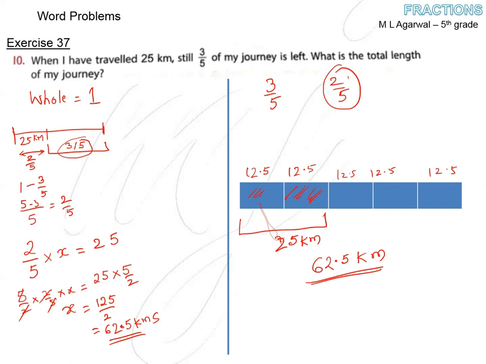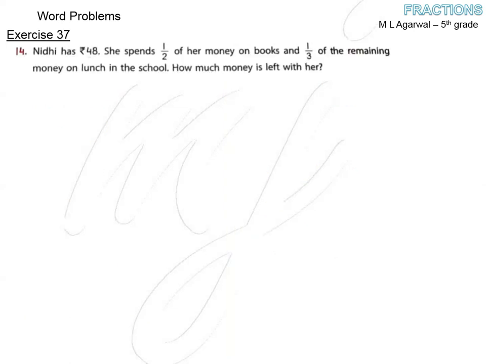Let us go for another example. Nidhi has rupees 48. She spends half of her money on books and 1/3 of the remaining money on lunch in the school. How much money is left with her? So Nidhi has 48 rupees with her. Half of her money is gone. So half of 48 is gone.